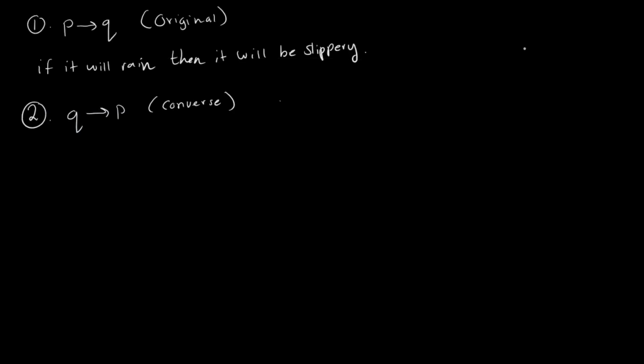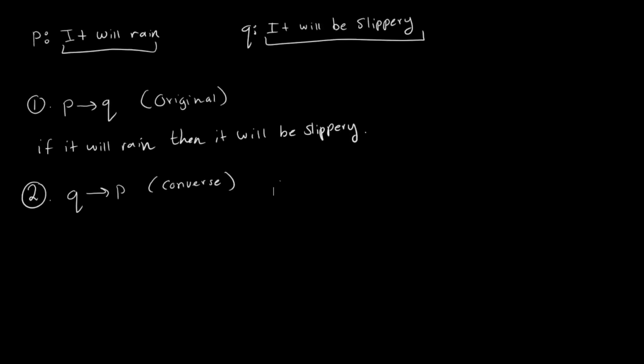Now let's look at the converse. Now the converse just says Q implies P. So it's the other way around. So according to what we have here, if Q means it will be slippery, it'll come first, right? So if it will be slippery, then it will rain.